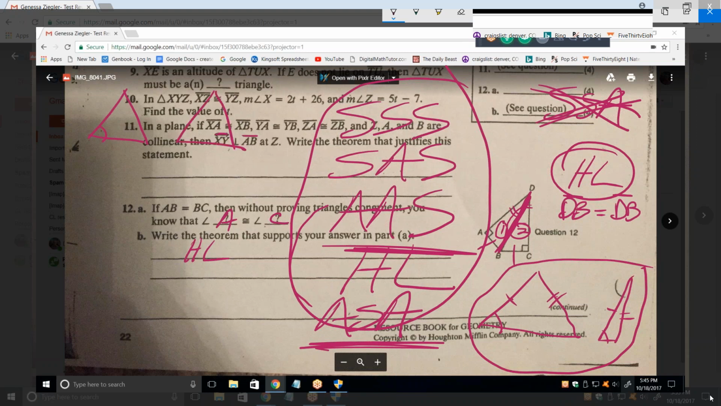In other words, if that angle is equal to that angle, and that angle is equal to that angle, and that side is equal to that side, that's angle, side, angle. Okay? But there's another situation that actually is different, where you have angle, angle, side. In other words, that angle is equal to that angle. That angle is equal to this angle, and this side over here is equal.